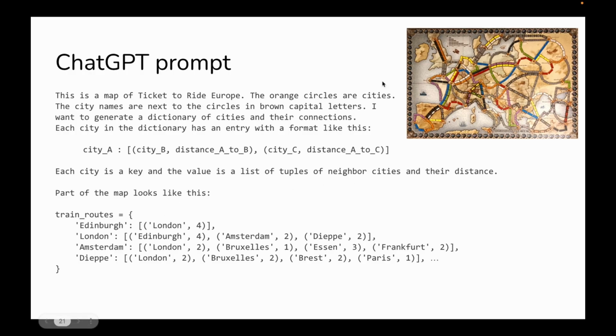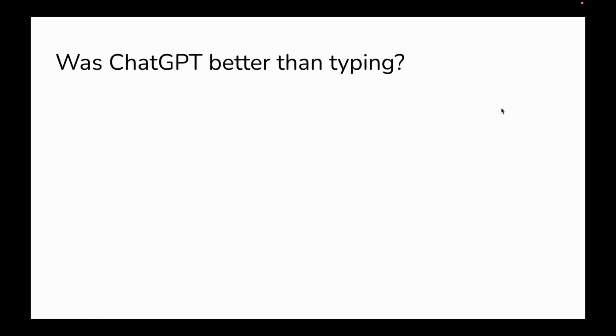Then we told what part of the map looks like. So was ChatGPT better than typing? Yes. Really? It made some mistakes and even made up some cities, so you had to check them all. Yes.